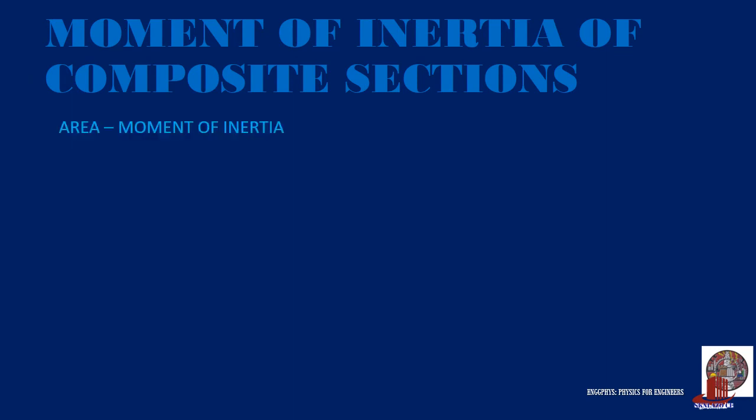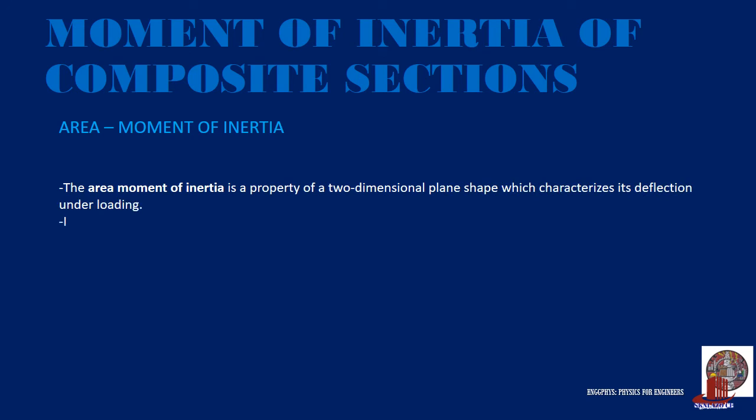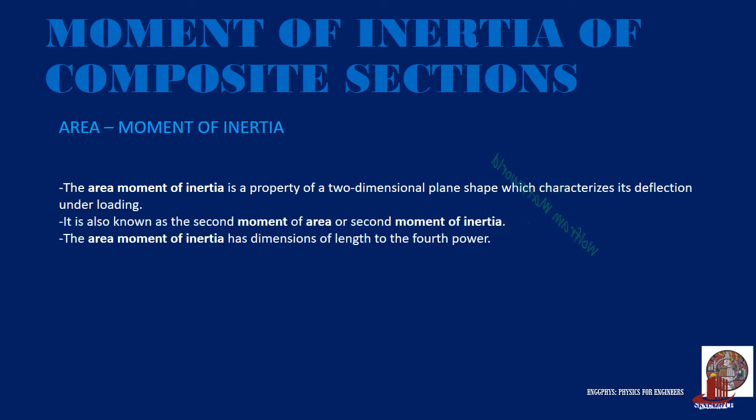The first type of moment of inertia is area moment of inertia, and this type is applied more in two-dimensional plane shapes. The formulas with respect to different components are I sub x, which is the summation of I bar sub x plus A r sub y squared, and I sub y is equal to the summation of I bar sub y plus A r sub x squared.